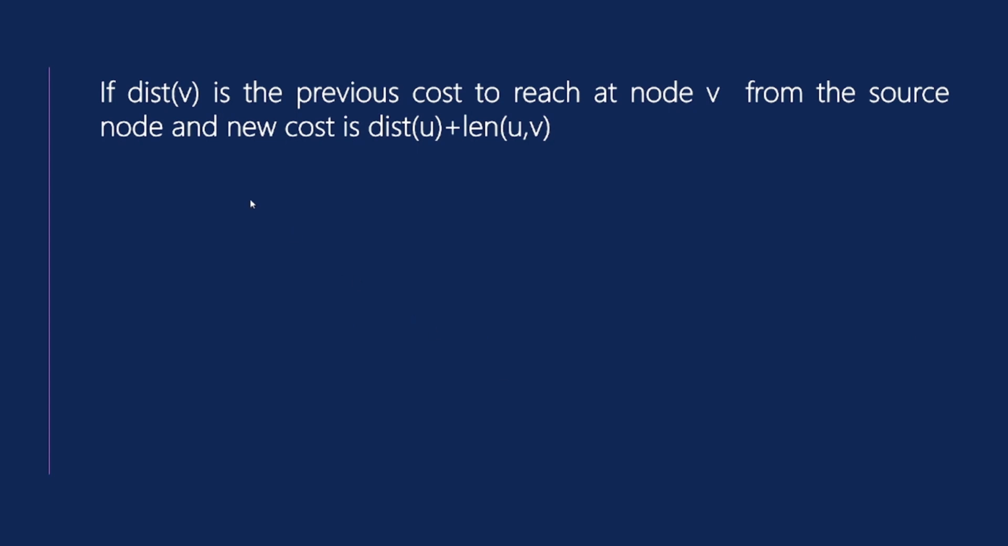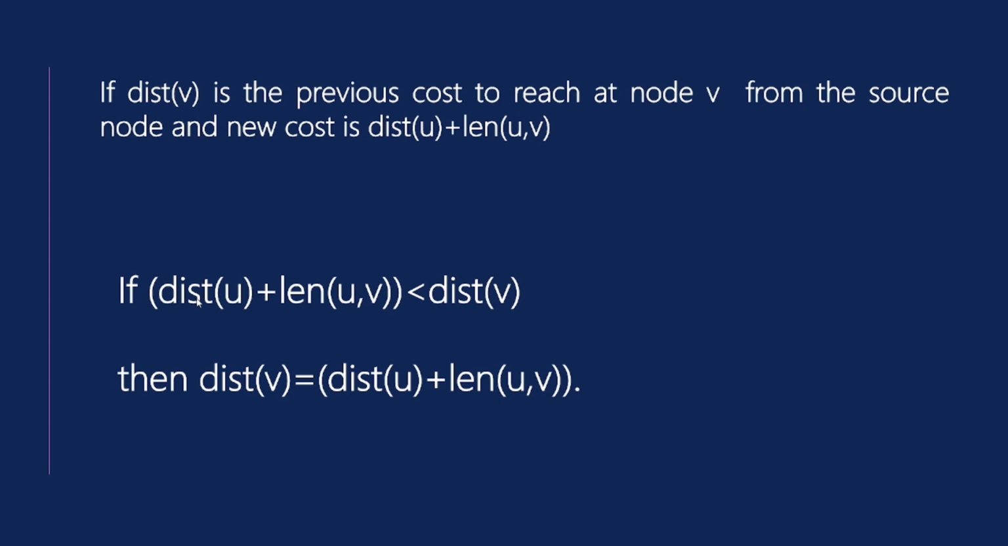The basic step which we do at every node is this: distance of v is the previous cost to reach node v from the source node. Suppose we are currently standing on node u. From node u, we can reach node v directly. So the new cost is distance of u plus length of uv. Then we check one condition: if distance of u plus length of (u, v) is less than distance of v, then we update distance of v to be distance of u plus length of (u, v).